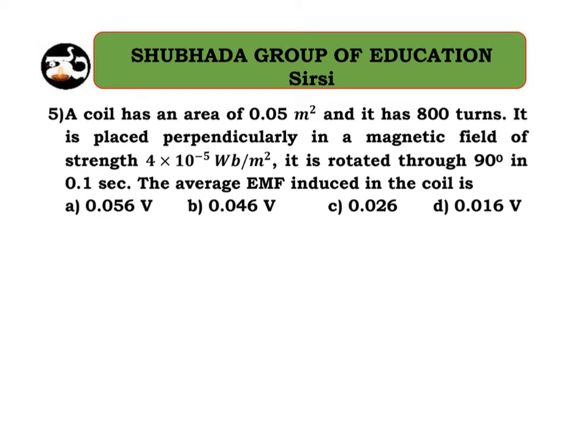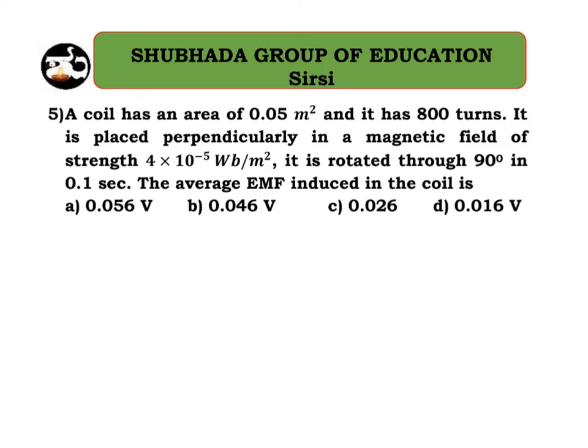Next problem is a coil has an area of 0.05 meters square and it has 800 turns. It is placed perpendicularly in a magnetic field of strength 4 into 10 to the power of minus 5 Weber per meter square. It is rotated through 90 degree in 0.1 seconds. The average EMF induced in the coil is.